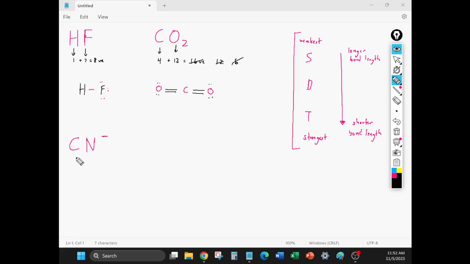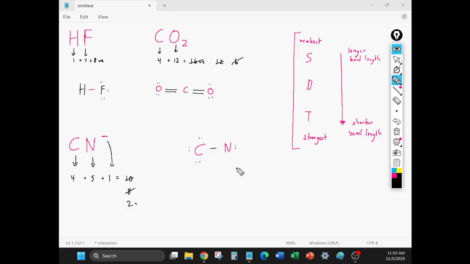All right, and then the last one. Carbon is 4, nitrogen is 5. The negative sign means there's 1 more electron, so we're going to add 1 more electron. That gets us to 10. We're going to start by drawing C and N next to each other, not that close. CN. We put a single bond next to it, and then let's put more electrons on it. Carbon needs 6 more. That gets us to 2 left.